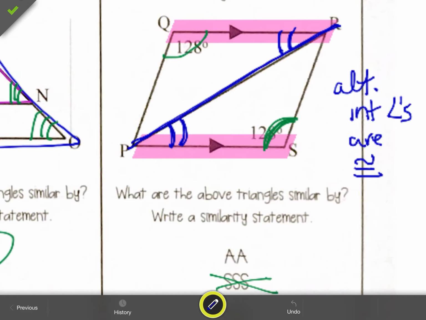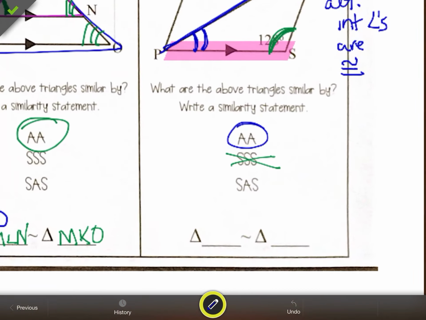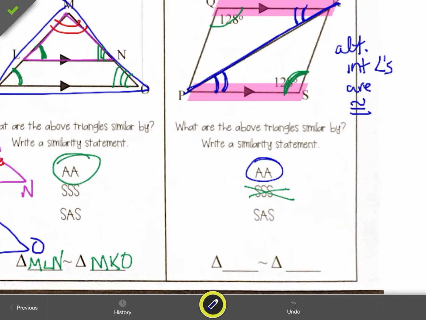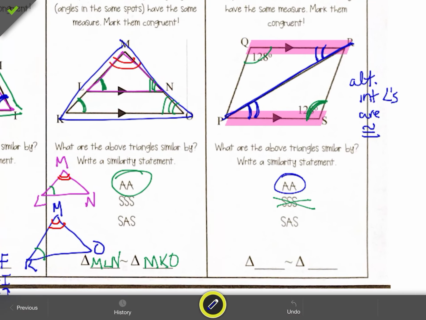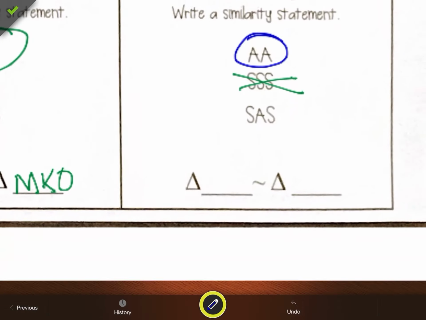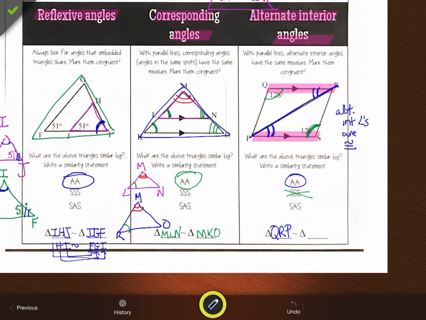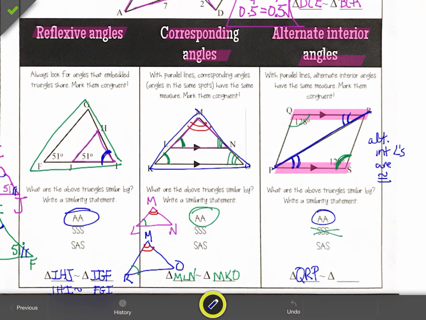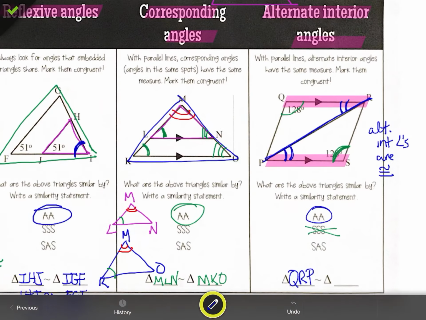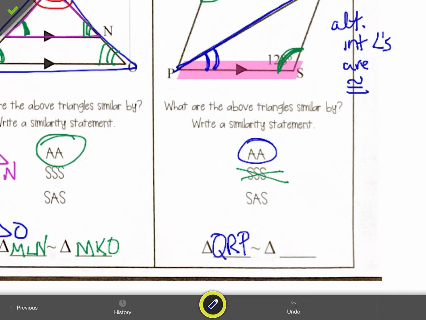So now I have the 128. That's one of my angles. Now I have my alternate interior angles that are congruent. There are my two pairs. Okay. Again, write your triangle. Now you got to be careful because if you don't match your parts up right, they mark this wrong. So I'm going to start with QRP. Now Q is 128, so I have to match it with the angle in the other triangle that is 128. So what angle in the other triangle is 128?